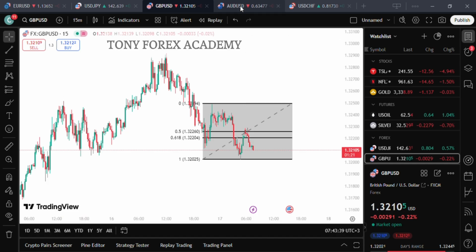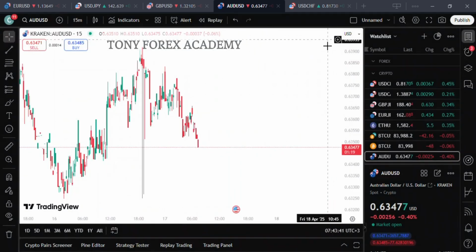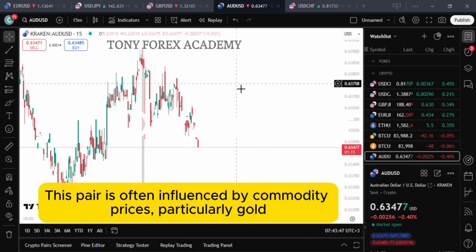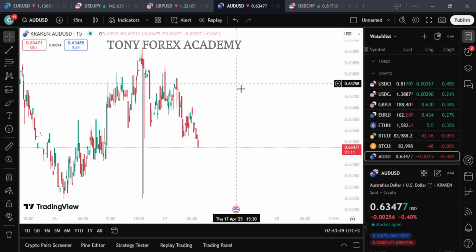And also, when we look at the Australian dollar against the US dollar, this pair is often influenced by commodity prices, particularly gold. This can help beginners learn about correlation in global markets.